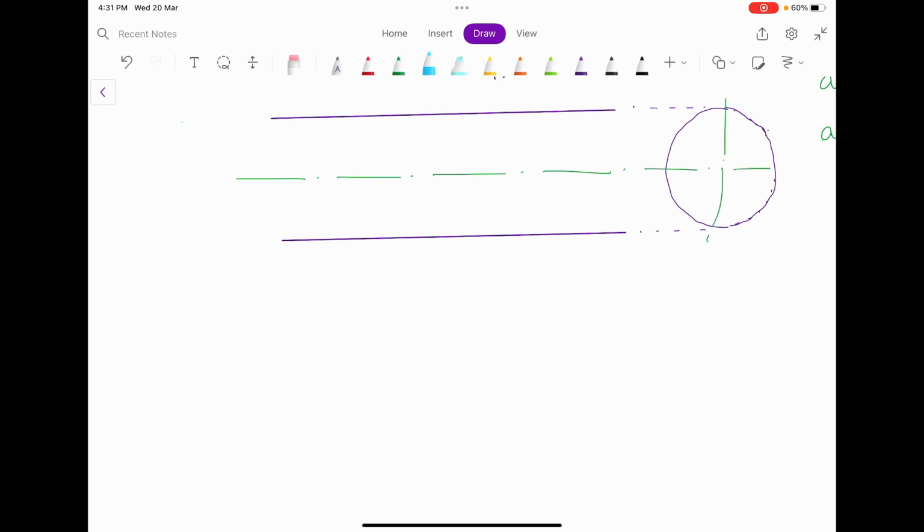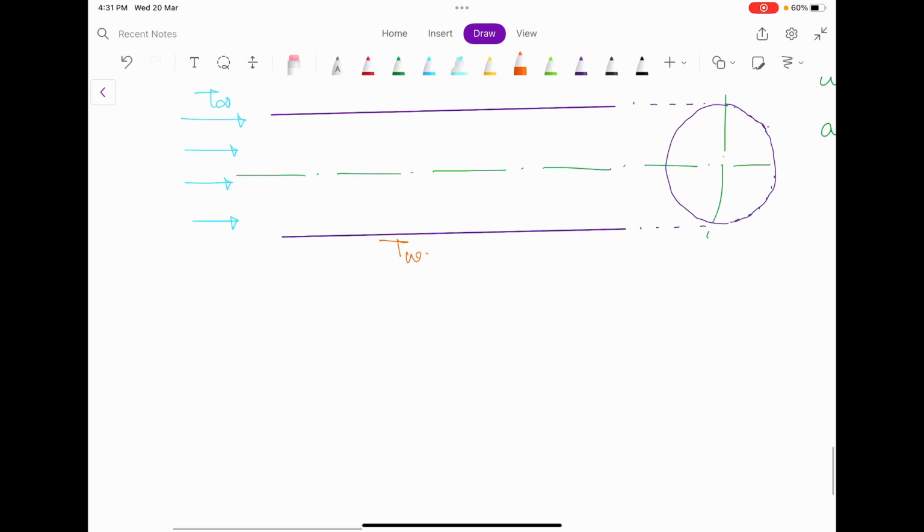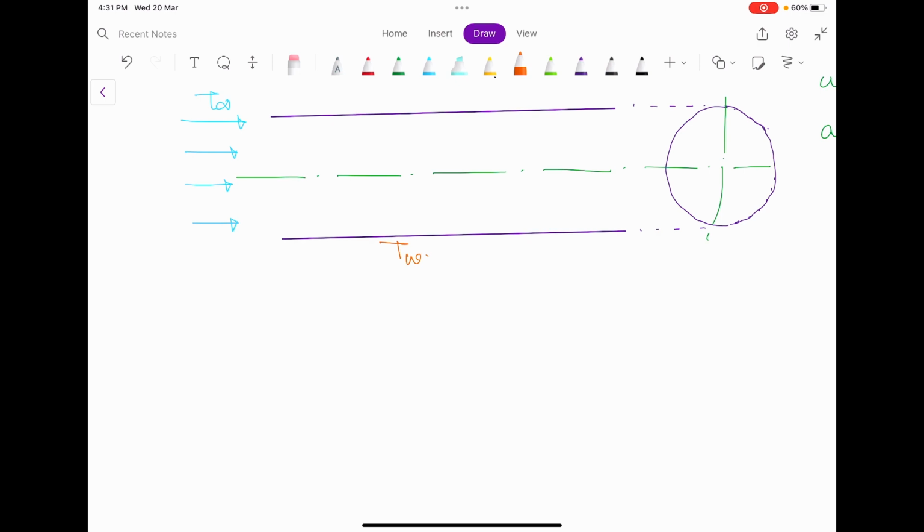Now if the fluid is flowing with a temperature of, let us say, T infinity, and the plate, the wall of the pipe, is having a temperature T wall. Now this T wall we do not know, because I have already told that the boundary condition is uniform heat flux. That is, we have Q wall equal to some constant. This is our boundary condition. So we do not know how this T wall will vary.